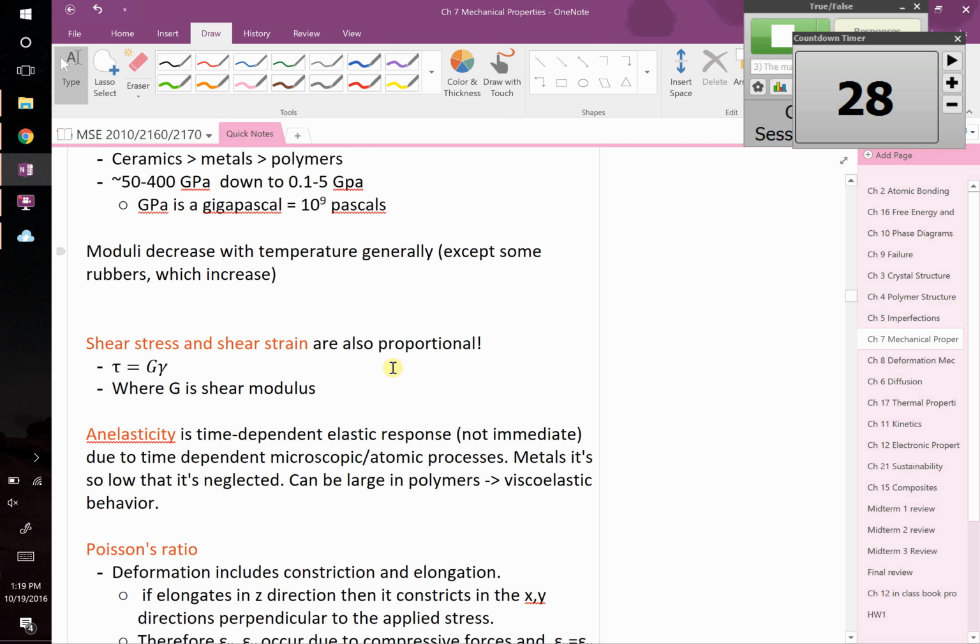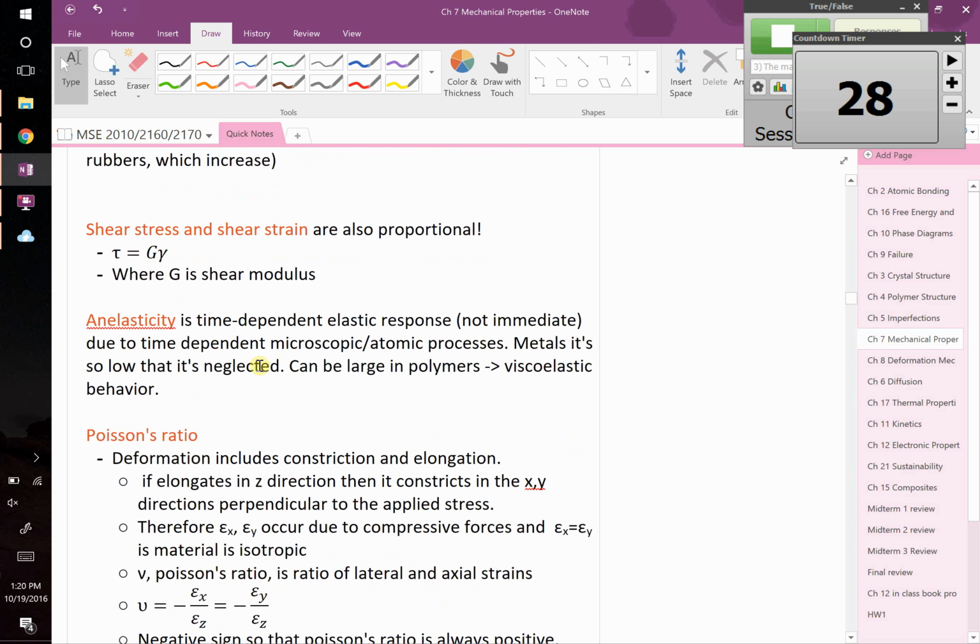Modulus decreases with temperature, generally speaking. Some rubbers don't do that. They stiffen as you heat them up. But most materials, you heat them up, and they become more compliant. You probably experience that in real life. You heat it up, it's a little bit more compliant. Now, just like that was with a tensile load, where you got a tensile modulus, you can get the same thing for shear.